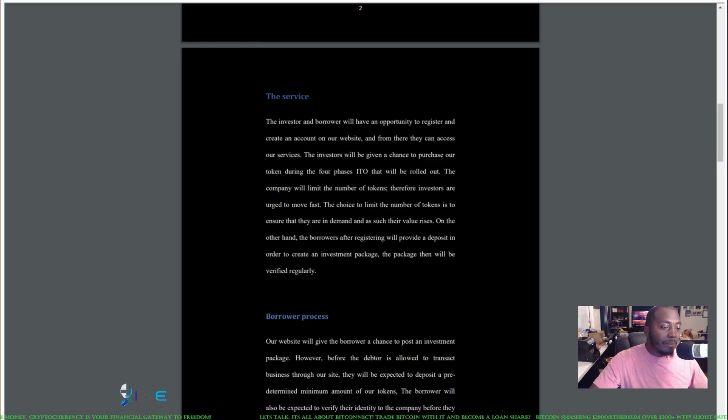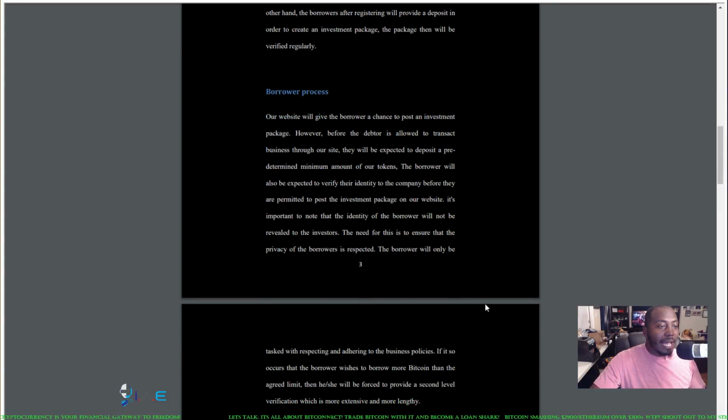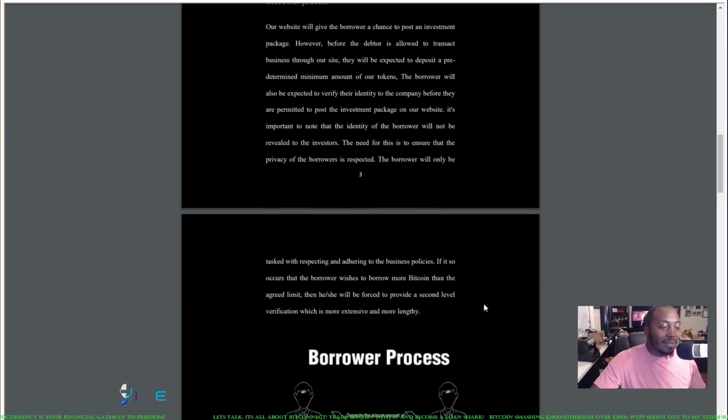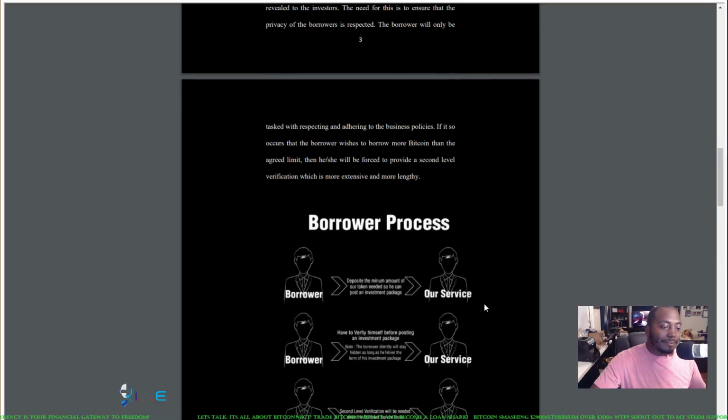After registering, they will provide a deposit in order to create an investment package. The package then will be verified regularly. So let me show you how it works. This is the really cool thing, though, this is why I like it. So the borrowers, this is the process. They have to deposit the minimum amount of the ESC tokens needed so they can make an investment package and put it on the site, right?